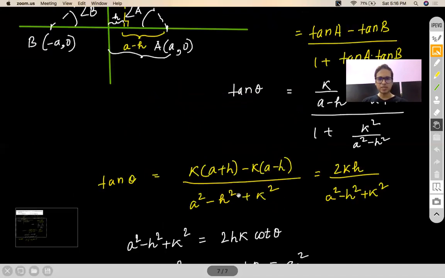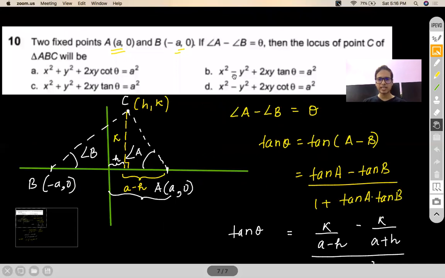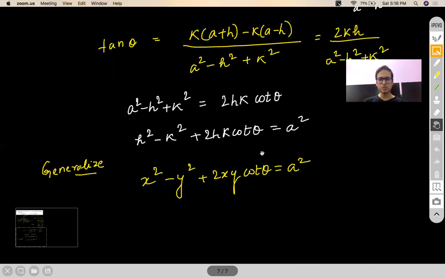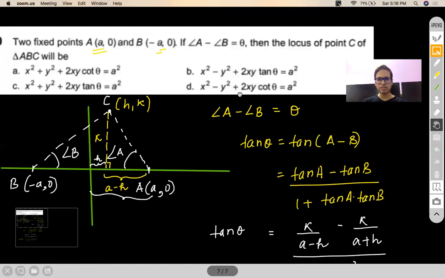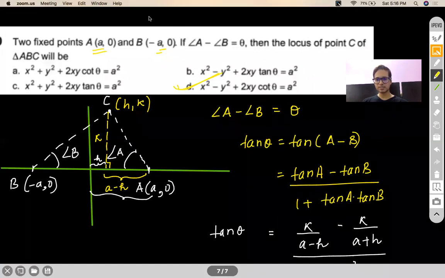X square minus y square is here, and plus 2xy cot theta, plus 2xy cot theta. That is option number D. D for Delhi. Oh my goodness.